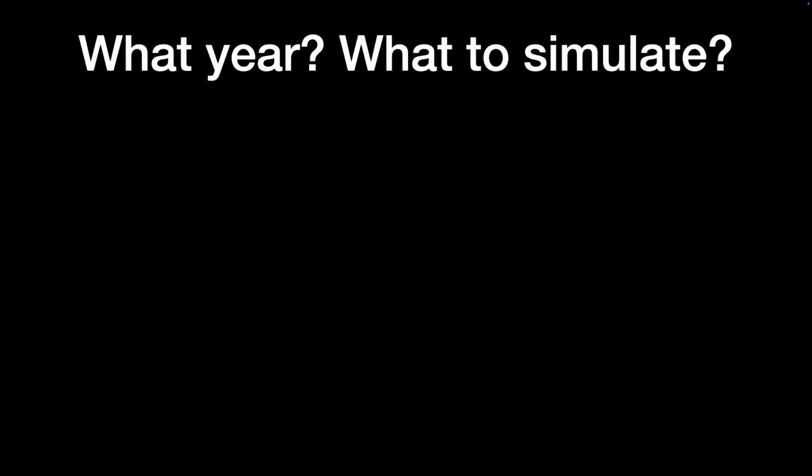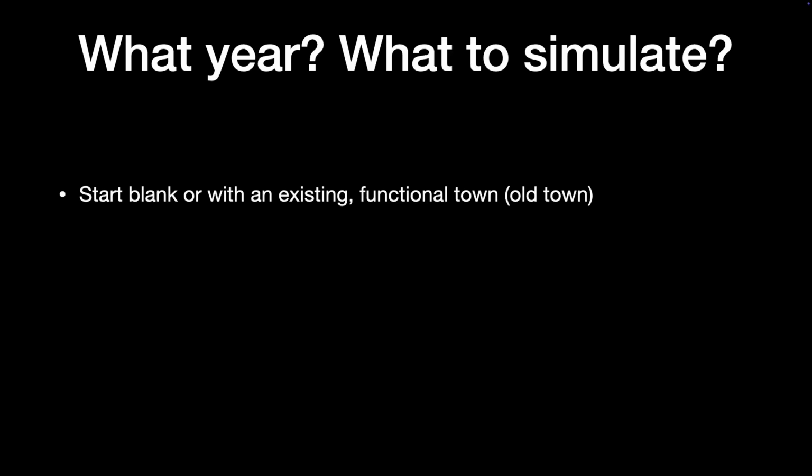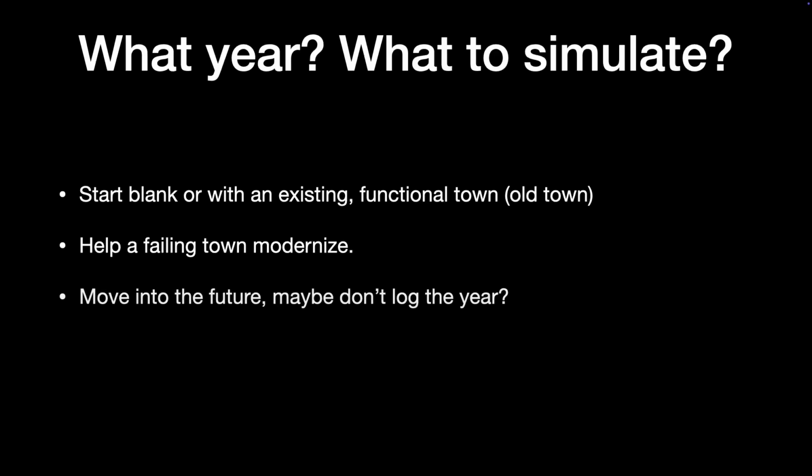Some questions I had in my previous video were sort of around what year would the game be set, what to simulate. So the year is going to be, I guess, current year. My idea was you can start with a blank canvas or build off an existing functional old town. And I'm going to demo that in this video as well quickly. Another idea I had is you can help a failing town to modernize, and you would move into the future. I'm not sure if I'm going to log what year you're in.